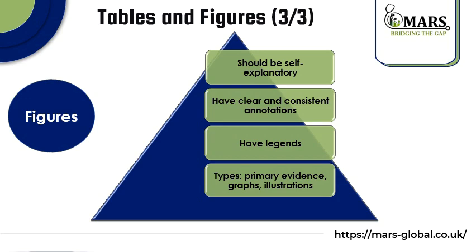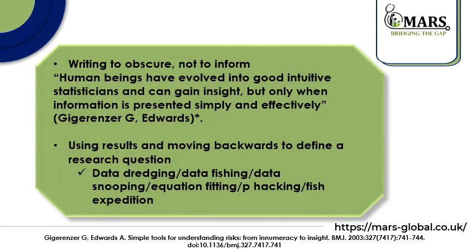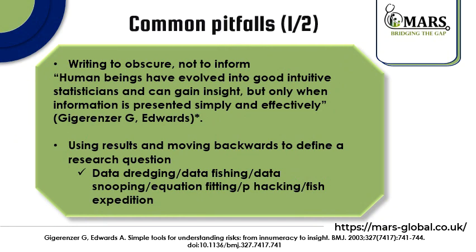We will now look at some common pitfalls in results reporting. And the first one is that scientists tend to write more to obscure rather than to inform. And this is typically what happens when they report in a very extremely technical way, such that it is not really intelligible to the average reader or to a non-scientific audience.